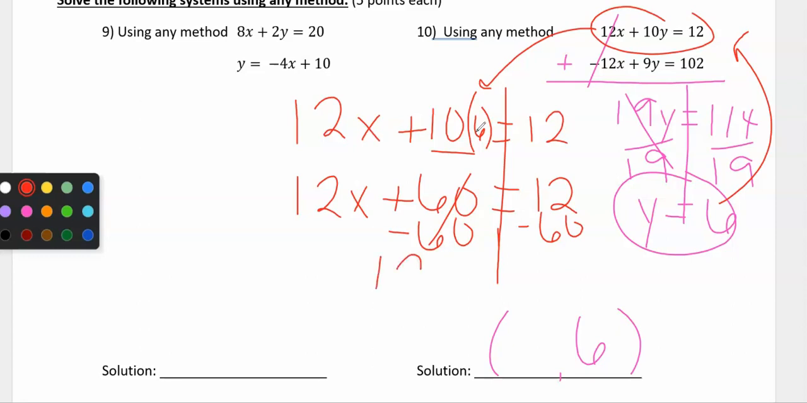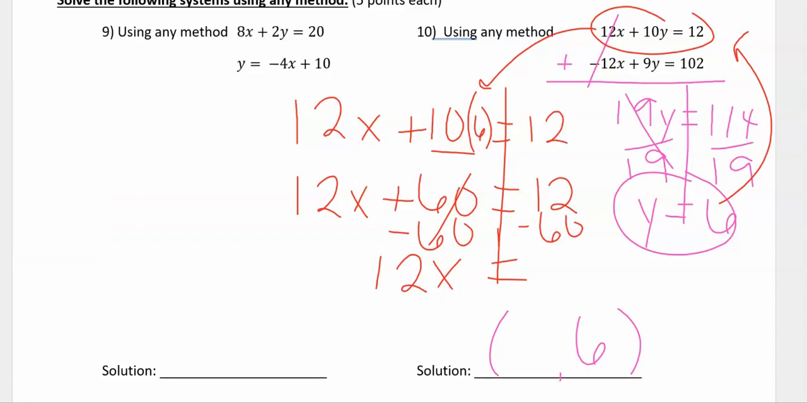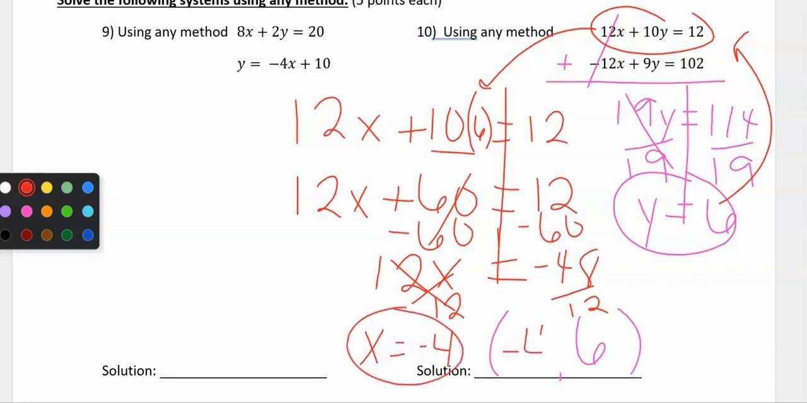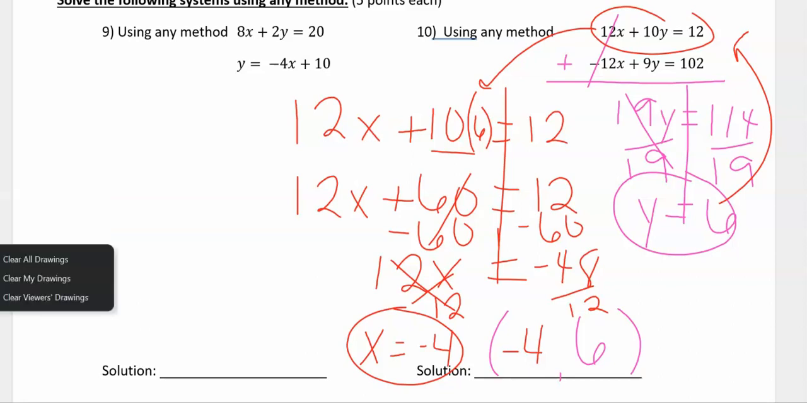So that's 12x equals negative 48. And then you're going to divide by 12. And negative 48 divided by 12, x is going to equal negative 4. All right, so my answer is the ordered pair negative 4, 6.